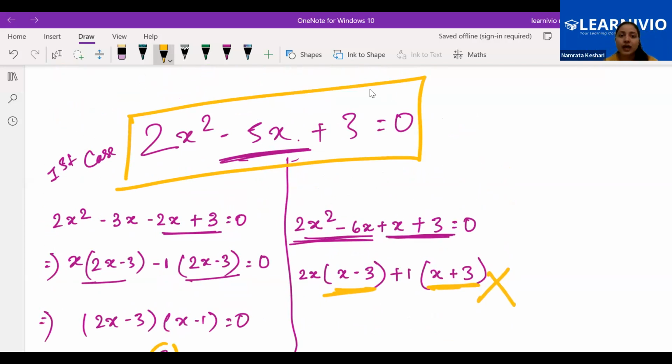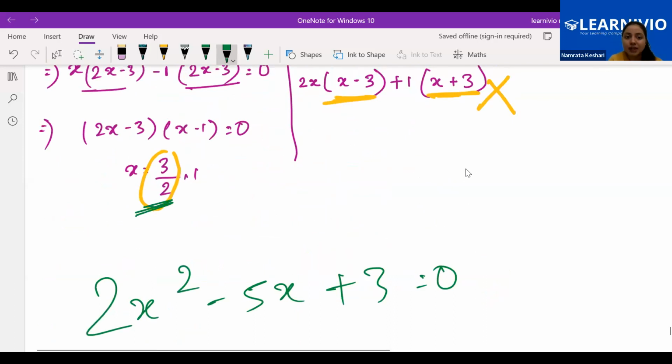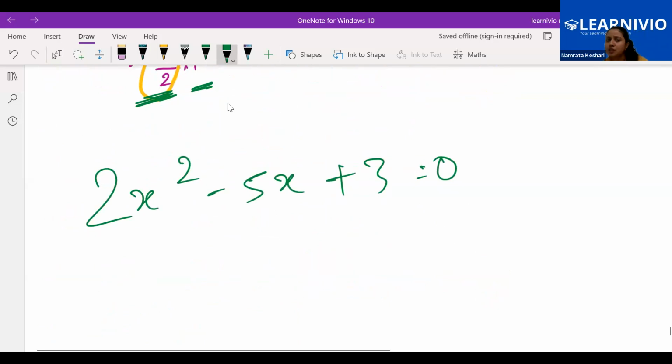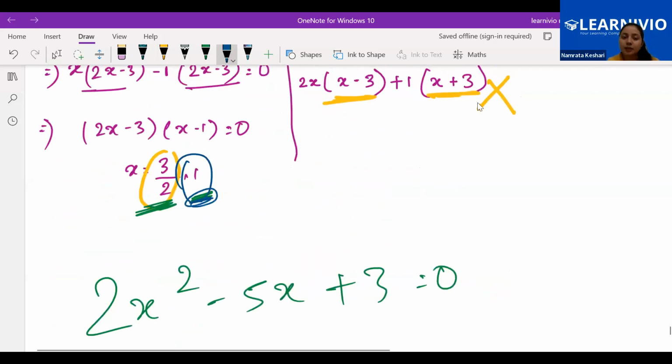Let me show you what I'm talking about. 2x square minus 5x plus 3 is equal to 0. One of the solutions is 3 by 2, another solution is 1. If we take any one of the solutions and substitute it here as the x value, I'm taking 1 because the calculation for 1 will be easier. I'm taking 1 and I'm showing you.